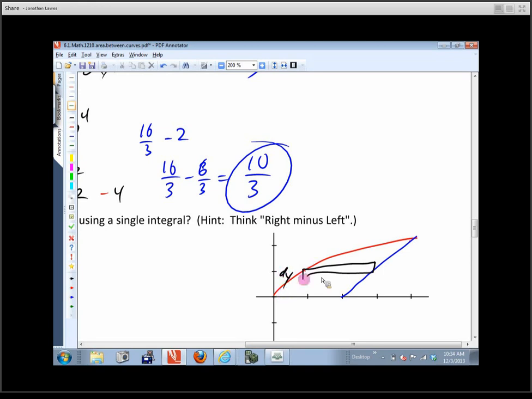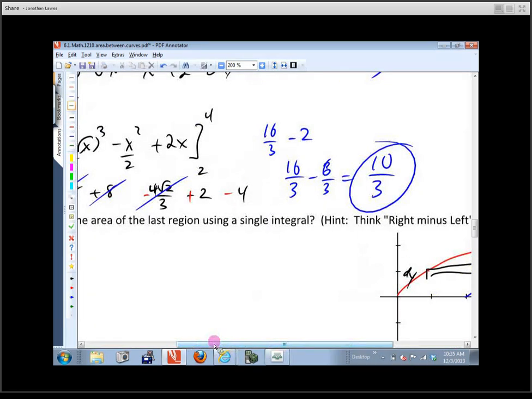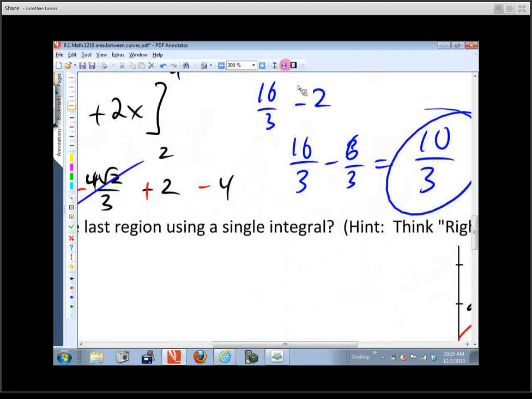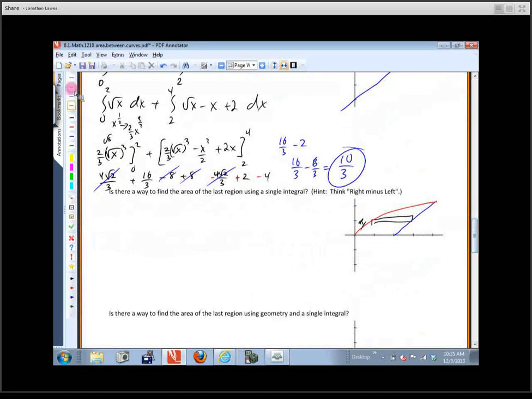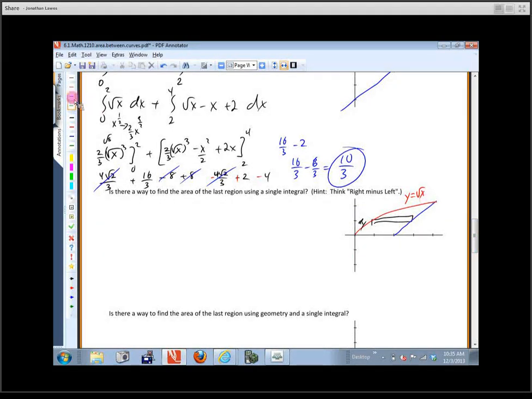For the height, dy is going to be the height. The width of this rectangle is going to be the right minus the left. If I take a right function and subtract a left function, that's always going to give me a positive. Now, here's the issue we run into. This function is y equals the square root of x, and this function right here is y equals x minus 2.